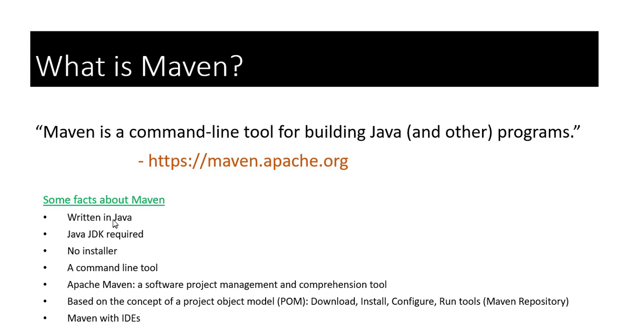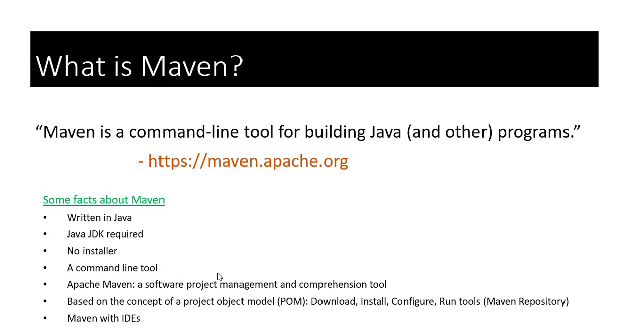Maven is written in Java and it requires a Java JDK to run. So before you can actually use Maven, you need to have the Java JDK installed on your computer. There is no installer for Maven, so you don't really install it. What we do is we copy the folder and put it in a location on our system where we can use it by setting the environment variable. We will look at that in a moment.